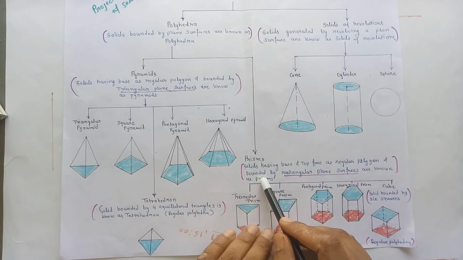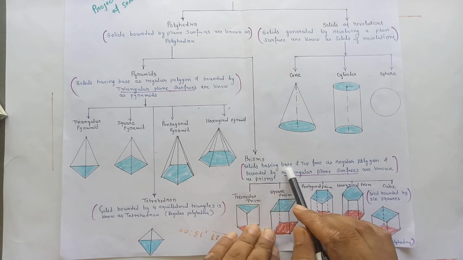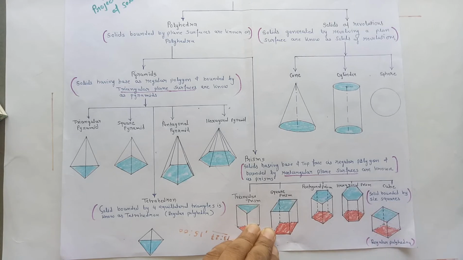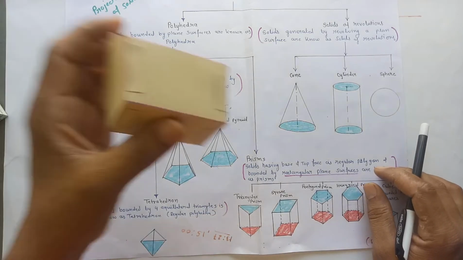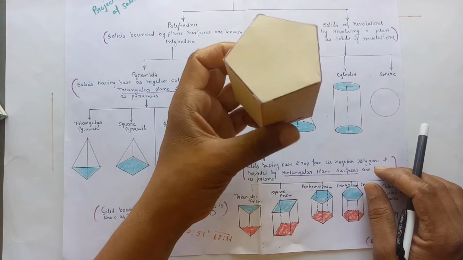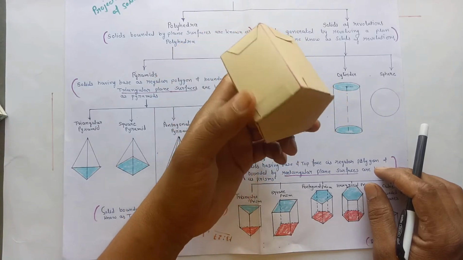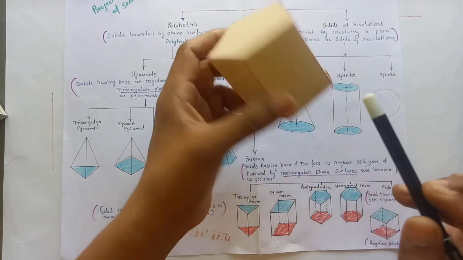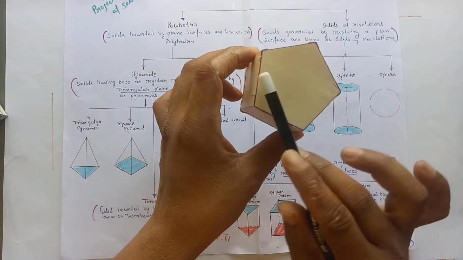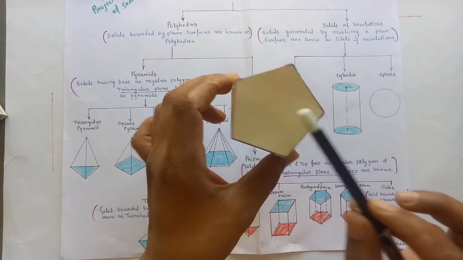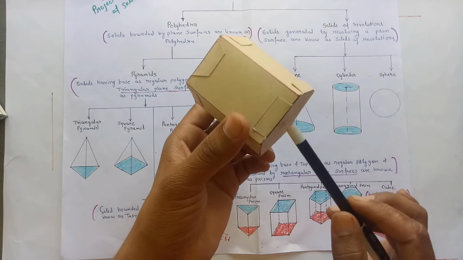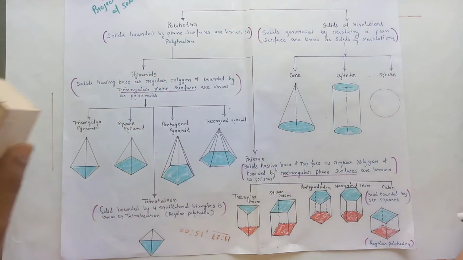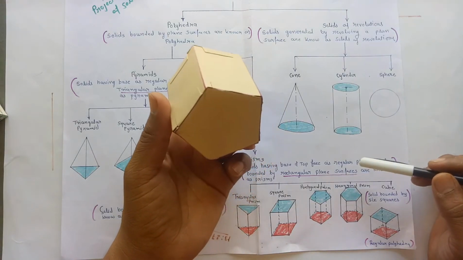Now prisms. Solids having base and top face as a regular polygon and bounded by rectangular plane surfaces are known as prisms. So this is a type of prism. It is a pentagonal prism. This is the base of the solid. This is the top face of the solid. The base and top face of the solid are regular polygons and it is bounded by rectangular plane surfaces. So this object is known as a prism.